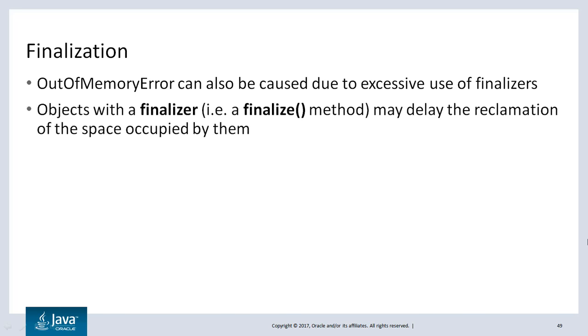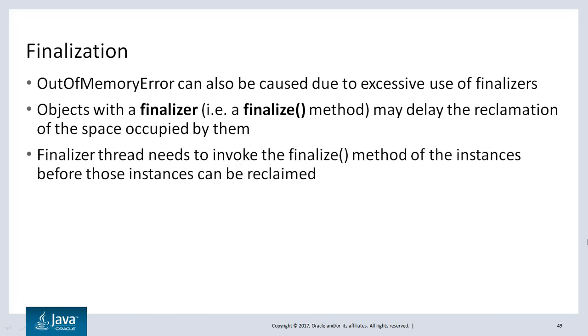Objects with a finalize method may delay their own garbage collection. The finalizer thread needs to invoke the finalize method of instances before those instances can be reclaimed and their heap space is freed. When the garbage collector determines that an object with a finalizer has become unreachable, it adds it to the finalizer thread's queue.